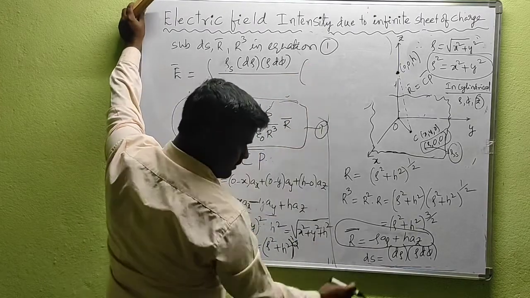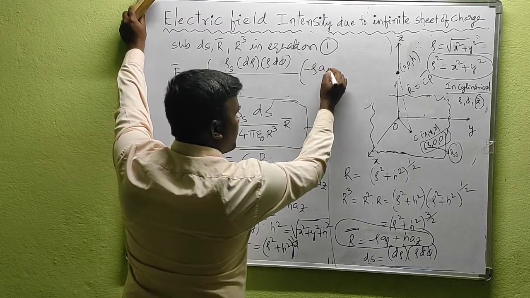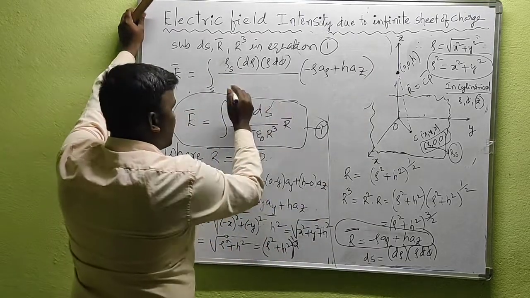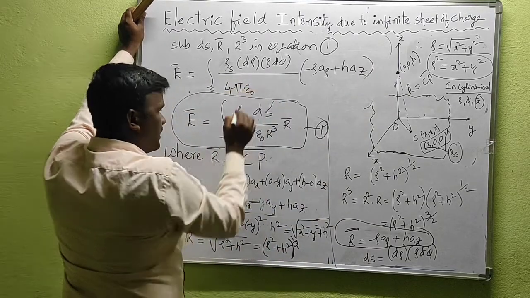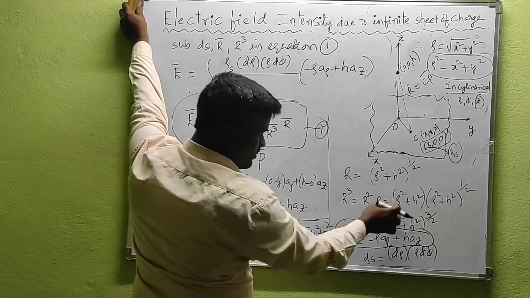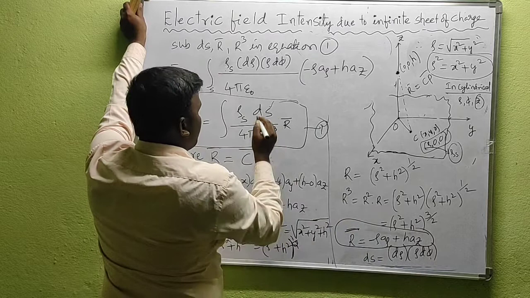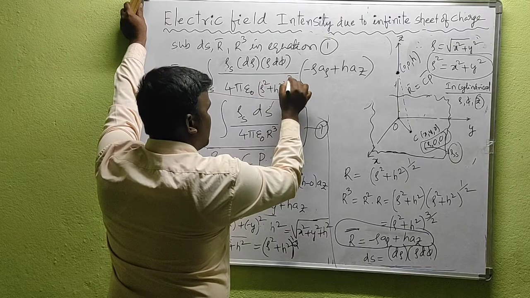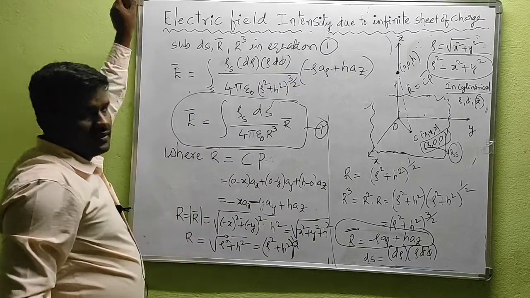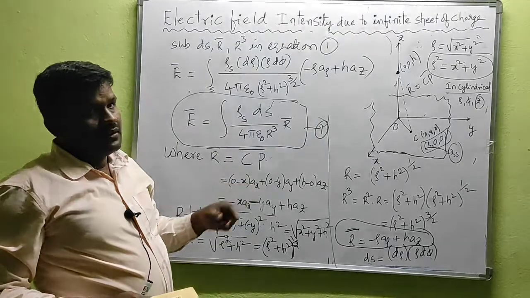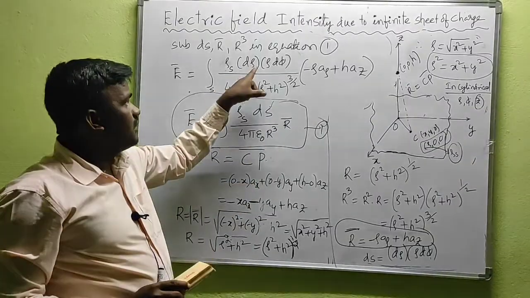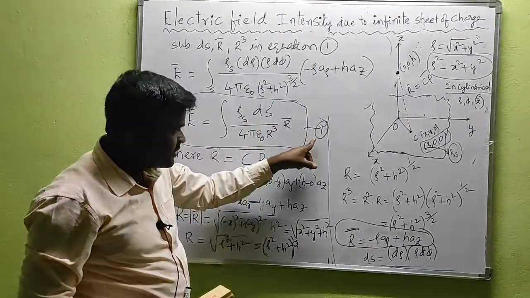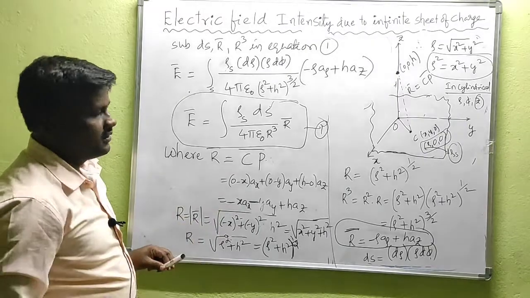r bar is what? Minus rho a rho plus h a z. Coming to the denominator part we have 4 pi epsilon naught r cube. What about r cube? R cube is nothing but rho square plus h square whole power 3 by 2. It is our equation 1. What we did here is substitute ds, r cube, and r bar in equation 1. Now we will simplify this one.